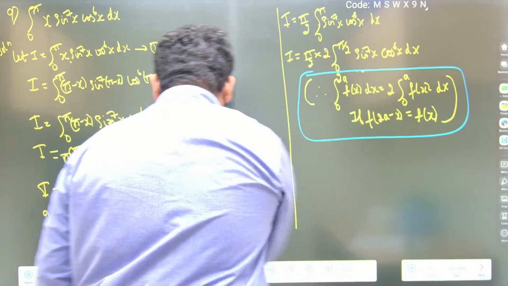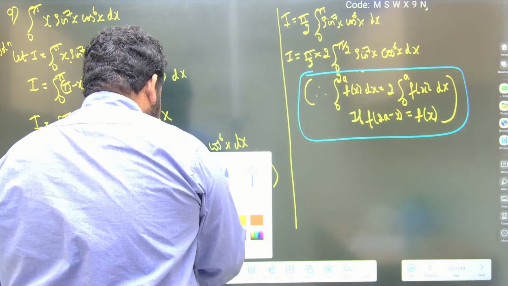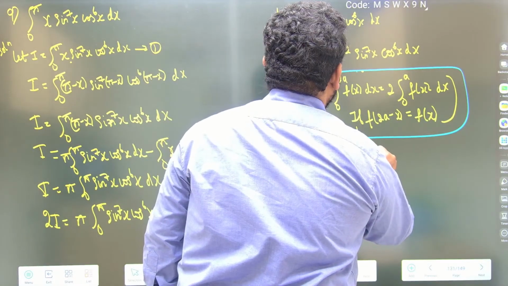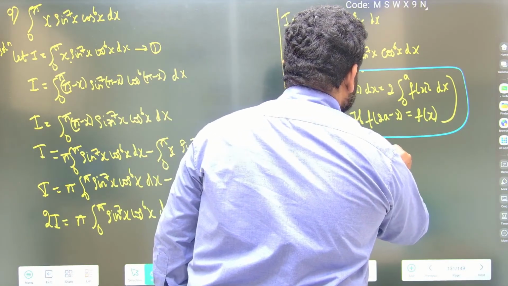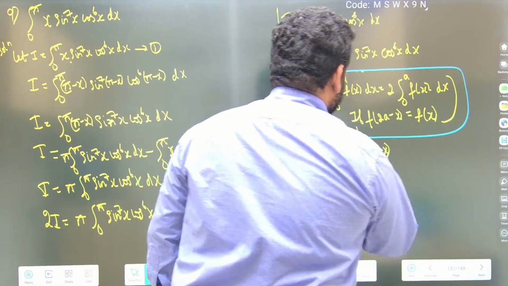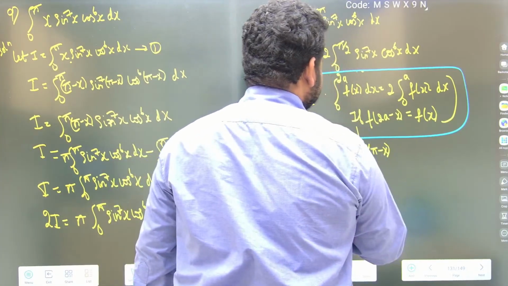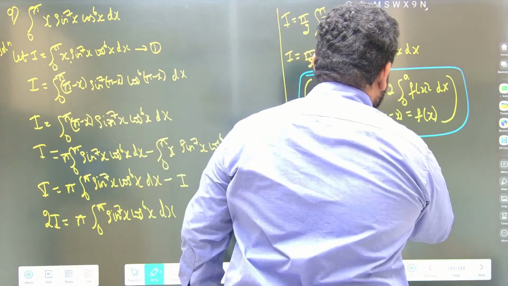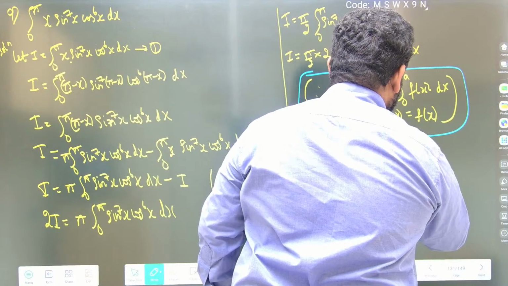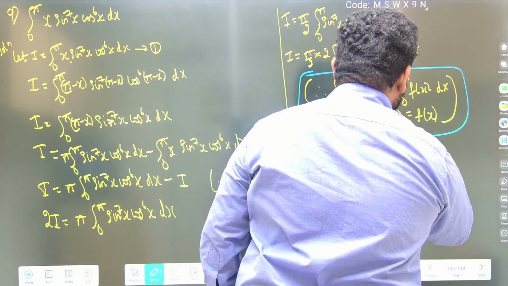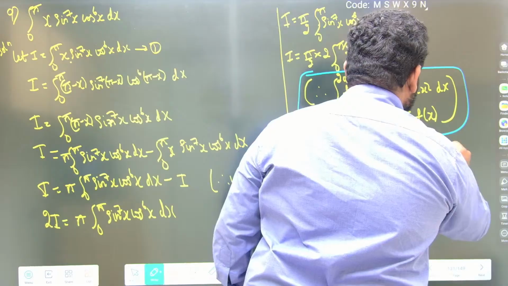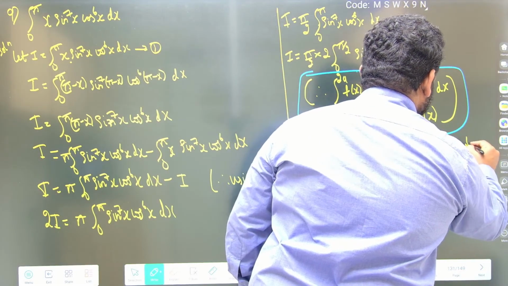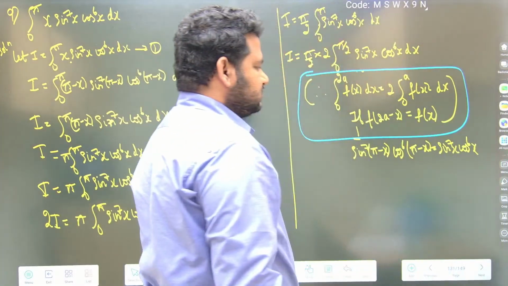Let me write it here. See here what I can write. Sin of 2a minus x is sin of pi minus x, sin power 7 of pi minus x into cos power 6 of pi minus x. Getting the point? That will give us sin power 7x into cos power 6x.